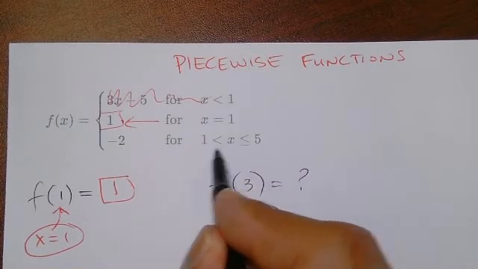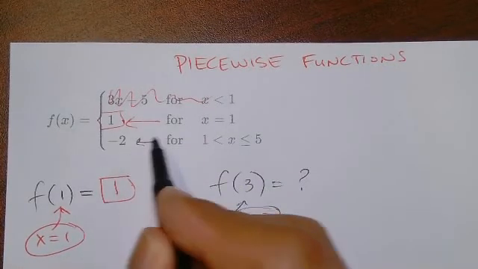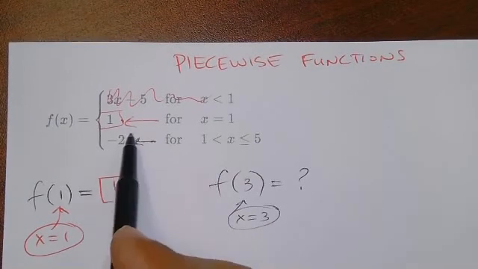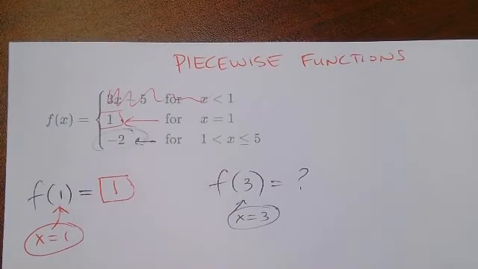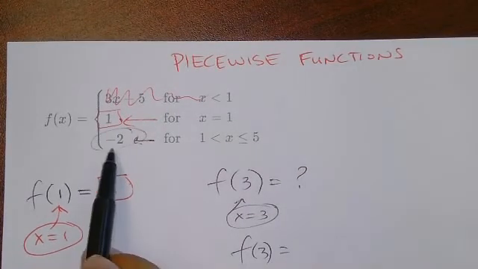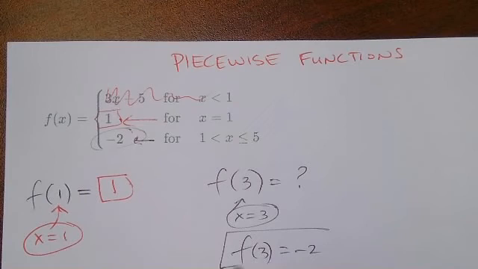Well, for this one again, since 3 lands here, you guys see that? There's nothing to do. When there's just a number there, well, then that's your answer. Yeah? So for f of 3, we get -2.